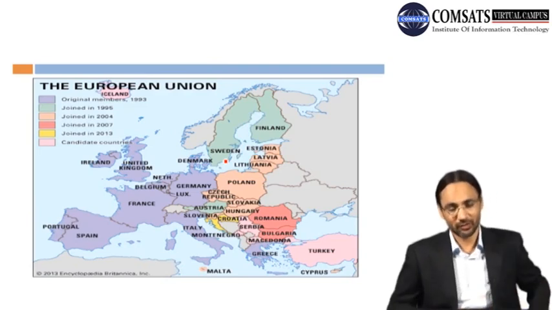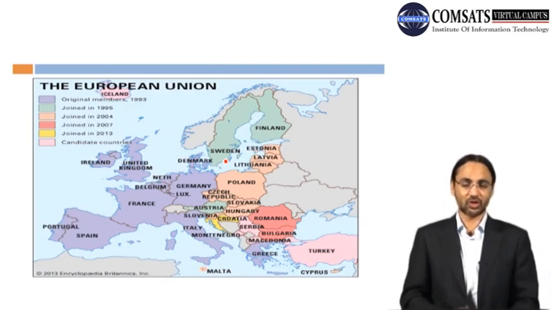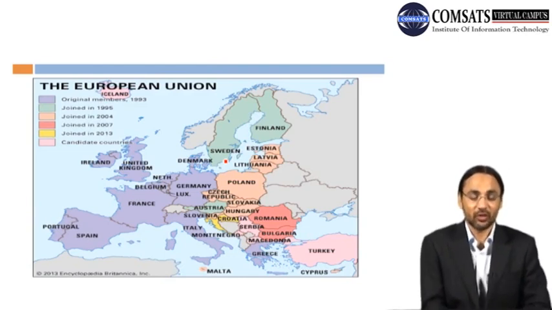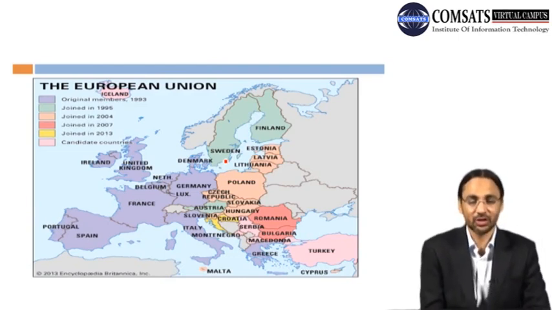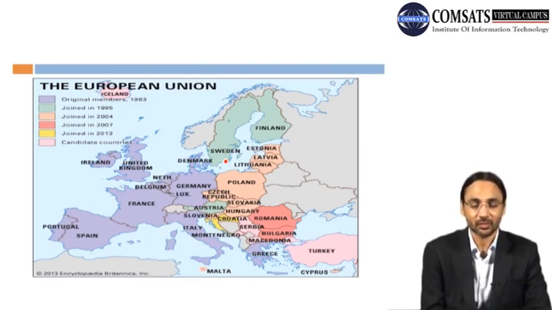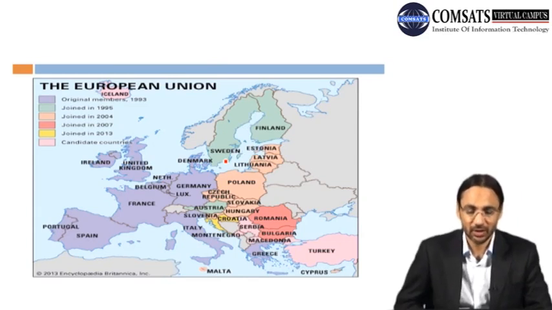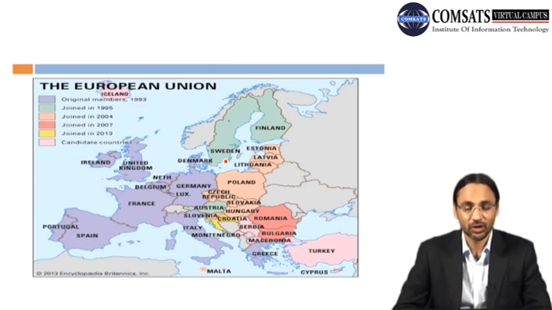Now if we see what those countries are and when they joined this European Union, the purple color shows the original European Union countries who were together in 1993, like Portugal, Spain, France, Ireland, United Kingdom, Netherlands, Germany, Italy, and Denmark. These are the countries who joined in 1993. Later on, 2 countries joined in 1995. These are Sweden and Finland.